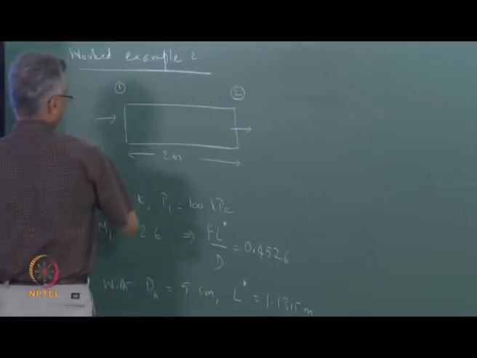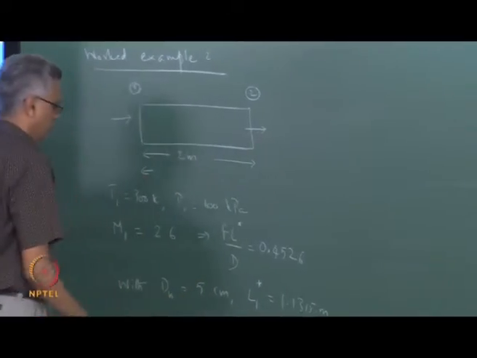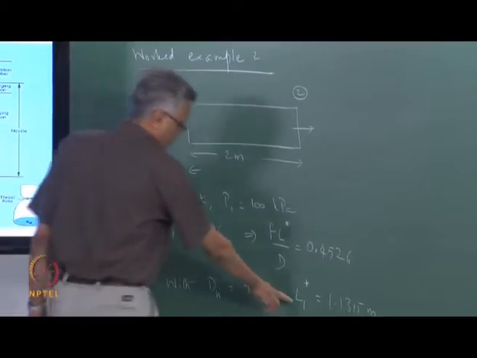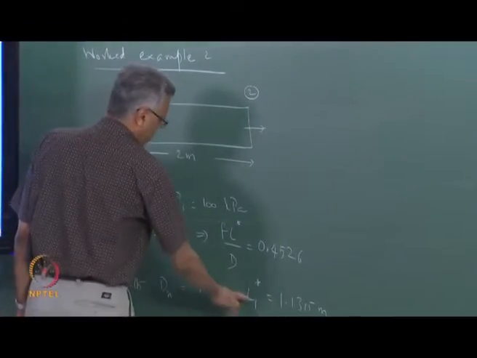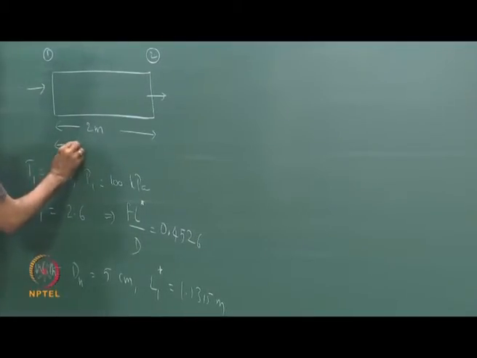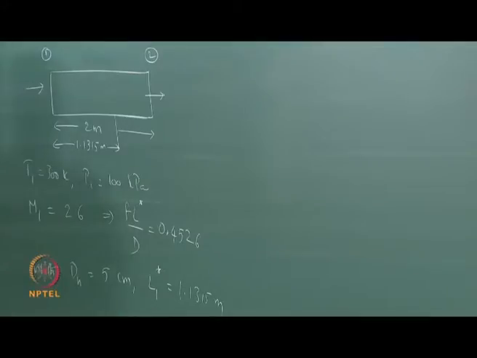Let me label this as L1 star because we are going to have multiple values of L star. So we label this as L1 star, meaning this is L star corresponding to M1. So this is 1.1315 meters.